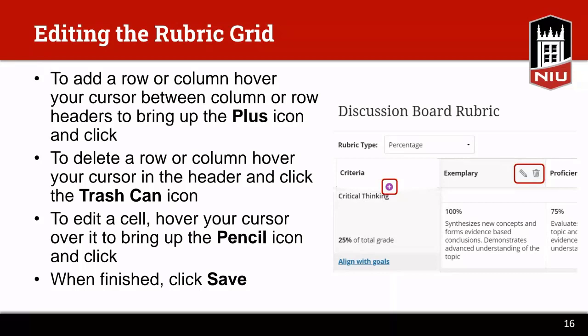If you want to edit a specific cell, and that would be the little boxes, the cross reference between the row and the column, you just click there, and you're going to see a pencil icon appear, and you can see it right here. The pencil icon simply is the universally recognized icon for editing. And then when you're done creating this rubric, you'll click the save button, and you'll have a rubric ready to go.